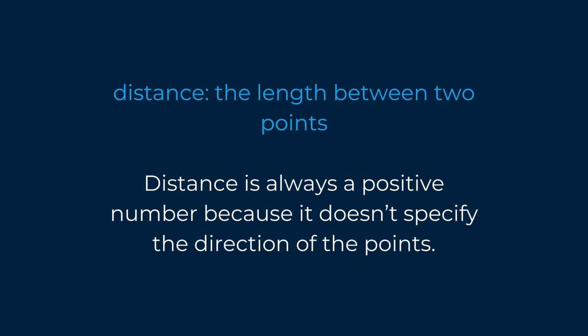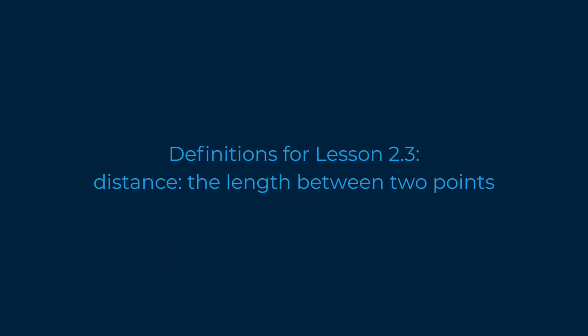Distance is always a positive number because it doesn't specify the direction of the points, meaning that any way that you go, even if you're going right to left, you can always go left to right and make it positive. It doesn't really matter what direction you go in because it will always be a positive number. That's all the definitions for lesson 2.3.